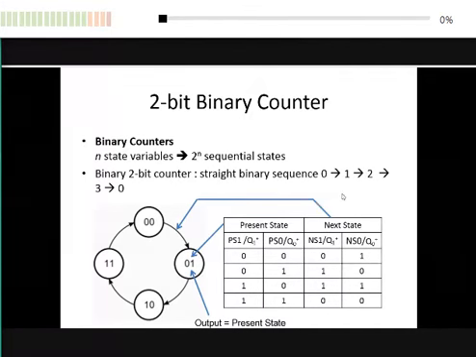Okay. From 0 1, if you look in the state diagram, we go to 1 0. So in the state table, 0 1 goes to 1 0. Alright? And so on. 1 0 goes to 1 1. 1 1 goes to 0 0. Alright. Now you have a complete state table.